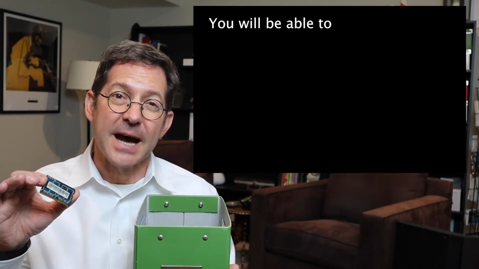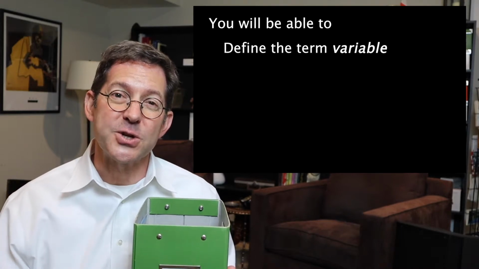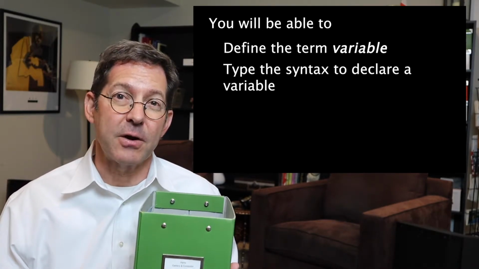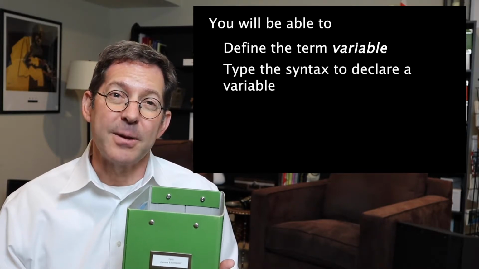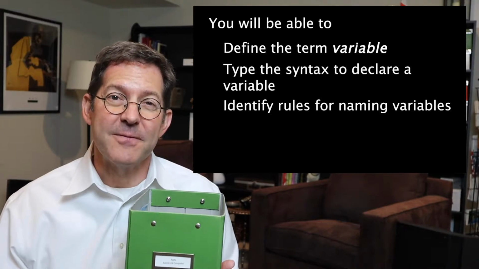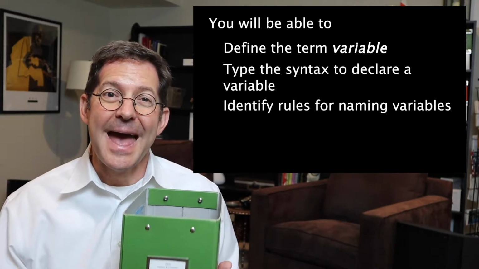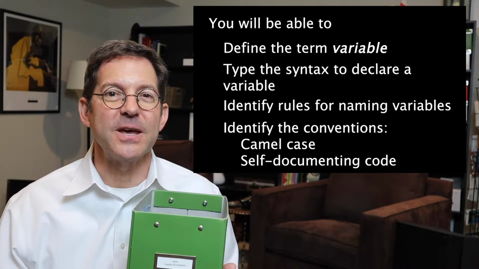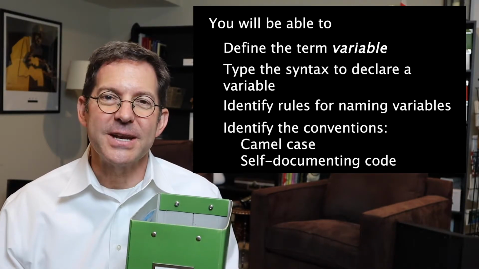program runs. If you watch this video in its entirety, you will be able to define the term variable, correctly type the syntax to declare a variable when a value is not immediately assigned, identify rules for naming variables in JavaScript, and identify the conventions for camel case and self-documenting code. I hope you're excited to learn. Let's get started.